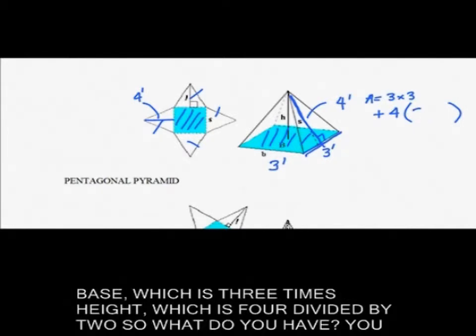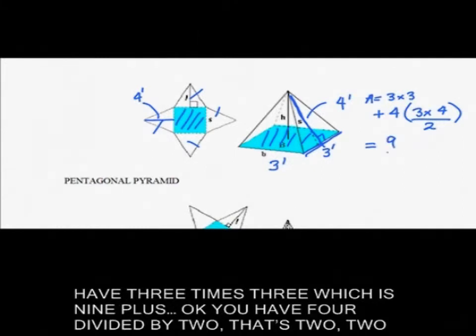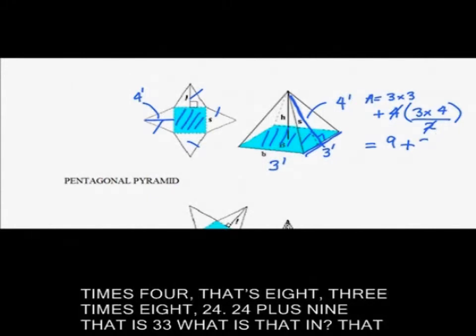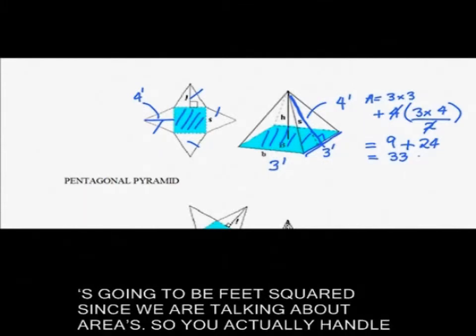Base, which is 3, times height, which is 4, divided by 2. So what do you have? You have 3 times 3, which is 9, plus, okay, you have 4 divided by 2, that's 2. 2 times 4, that's 8. 3 times 8, 24. 24 plus 9, that is 33. What is that in? That's going to be feet squared, since we are talking about areas.